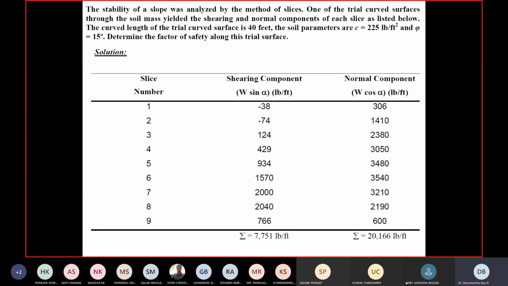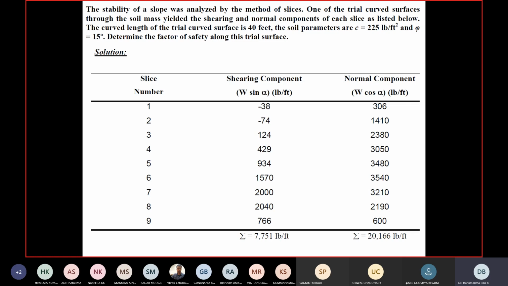So this alpha could be positive or negative depending upon which side the slice is lying from the center of the circle. As I demonstrated, a couple of the slices may be on the right side and a couple of the slices on the left side. If you look carefully at the slip surface, it doesn't make only one positive angle. It can also make some negative angles of alpha.